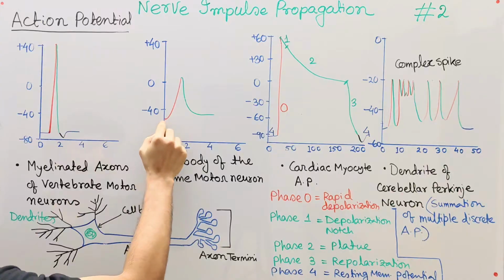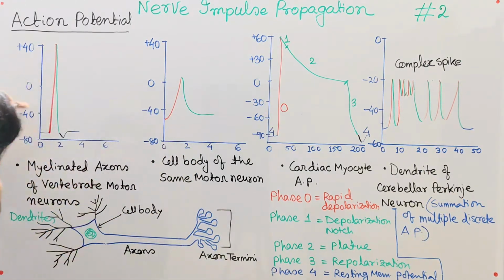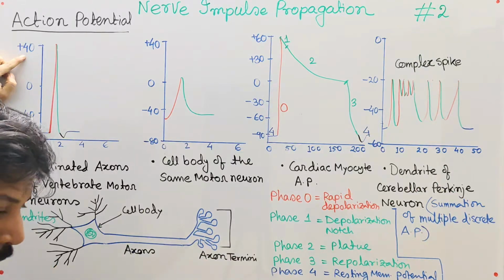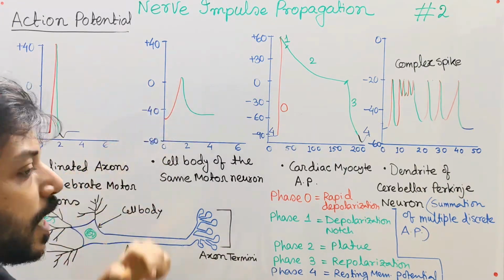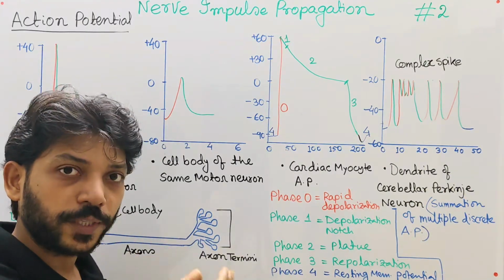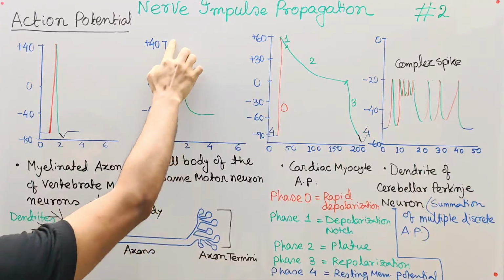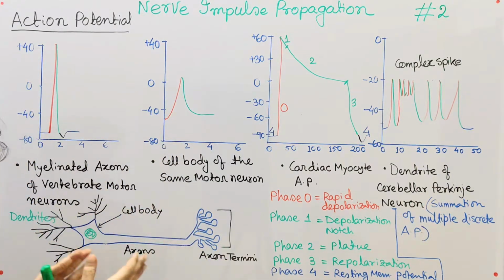Now basically if you see the amplitude of the action potential, you will find a difference. In case of action potential that we have measured in the axons, you will get a positive 40 millivolt membrane potential. This is the peak of the action potential, but here you can see it can cross 0 millivolt or slightly more than 0 millivolt. So it will not touch the plus 40 millivolt. So the same motor neuron, if we measure the action potential in the cell body and in the axons, they differ.